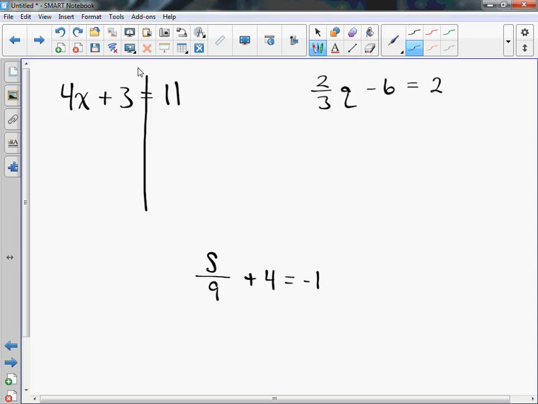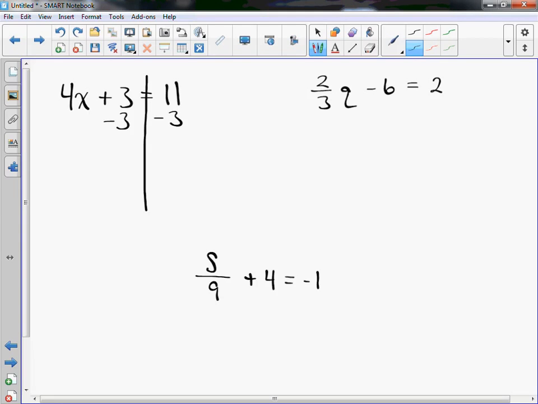Now, as long as you do the steps correctly, as I have another video that shows how this kind of works on both levels, you can actually get rid of the 4 that's multiplied by the x first if you don't mind dealing with fractions. And sometimes getting rid of the multiplication is the best move to make, but a lot of times getting rid of the addition or subtraction is the best move to make. Okay, so the easiest thing in this first equation to get rid of is the plus 3. So we're going to subtract 3 from both sides.